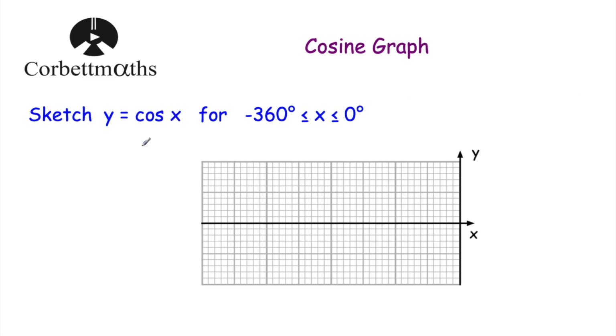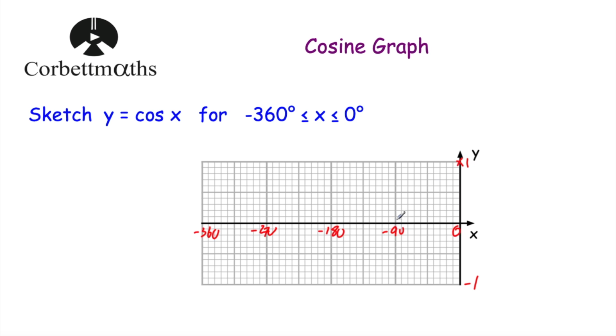So this time we've been asked to sketch the graph of y equals cos x for values of x that are bigger than or equal to negative 360 degrees, but less than or equal to 0 degrees. So it can be anything in between that negative 360 and 360. Here I'm going to label that to be 0, and then negative 90 degrees, negative 180 degrees, negative 270 degrees, and negative 360 degrees. We're then going to label the vertical axis, so I'm going to call that 1 and that negative 1.